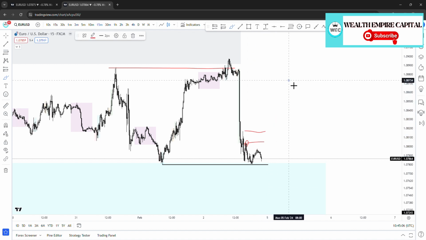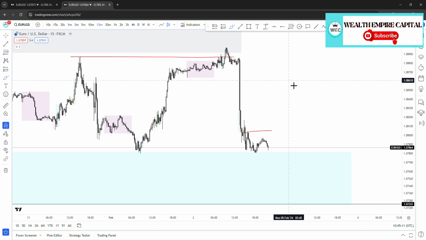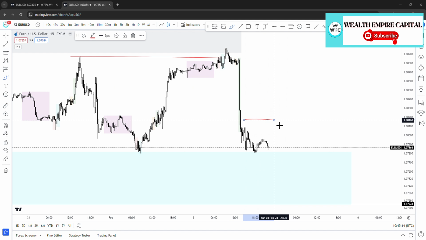So what I'll be looking at is when the market opens on Sunday, first of all, I would like to see this taken out. That is the first one. So I want to see a break, pull back, and then we continue.